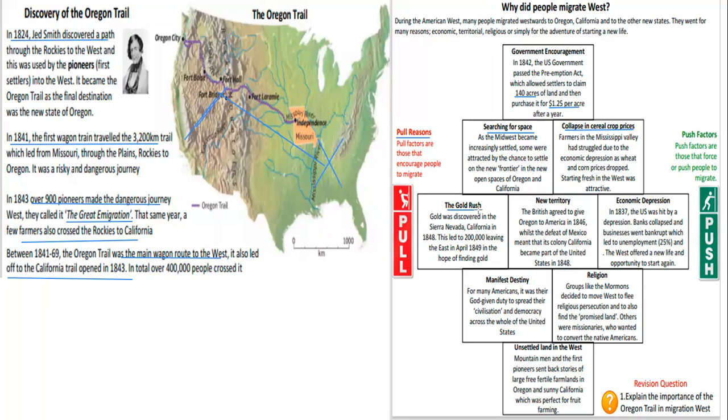The gold rush is something we'll look at a bit later, but gold was discovered in the Sierra Nevada, California in 1848, leading to 200,000 people leaving the east in April 1849 in hopes of finding gold. The expansion and development of new territory was also really important, because the British had agreed to give Oregon to America in 1848, and the defeat of Mexico meant that the pre-Mexican colony of California became part of the USA in 1848.